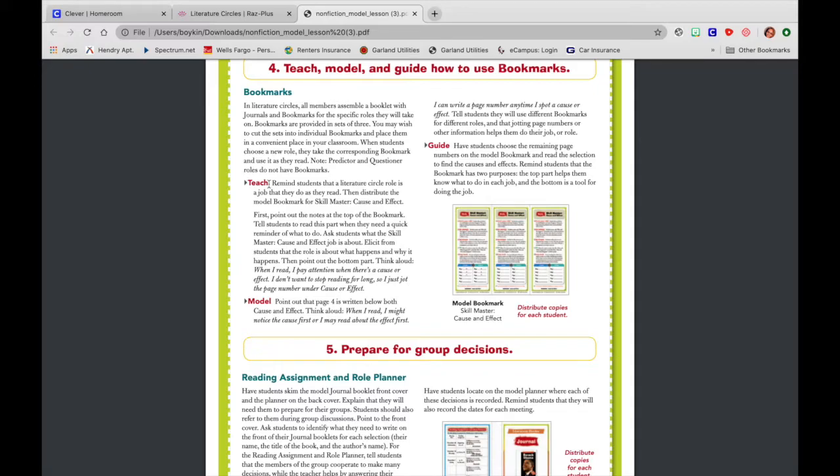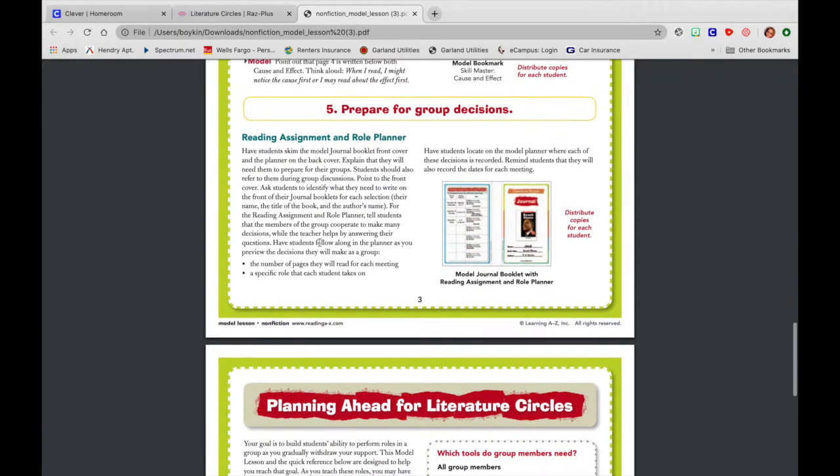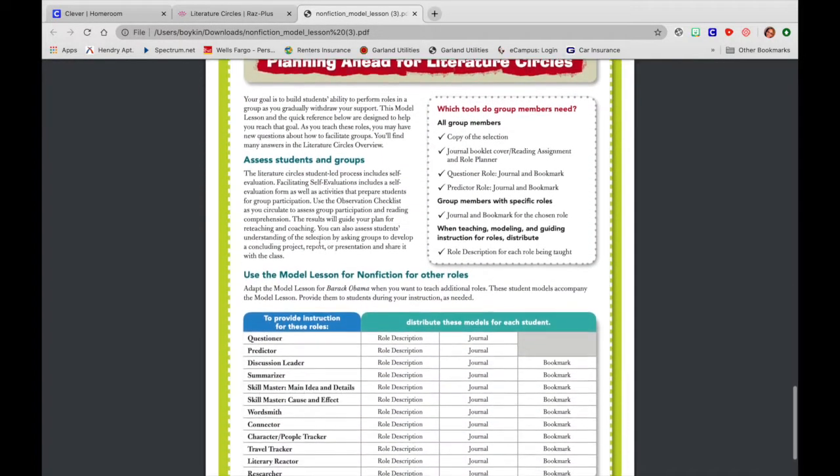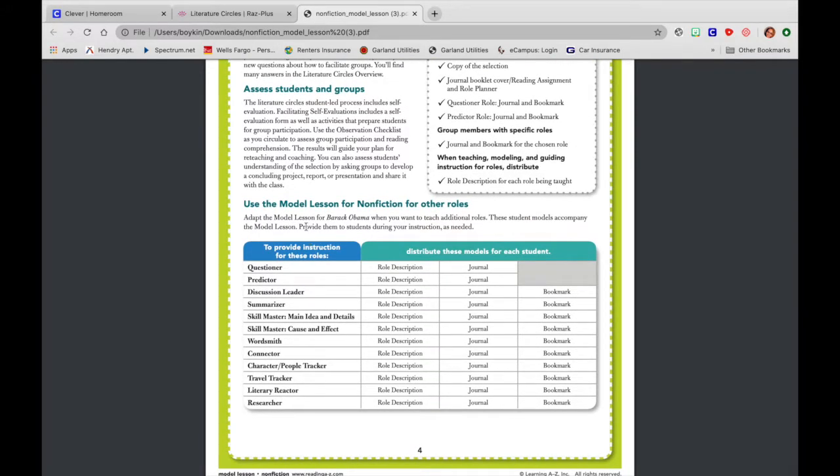So your skill master will really be the person that talks about the specific TEK or standard they're working on. So that could be cause and effect, main idea, inferencing. So these bookmarks really help them hone in on the importance of each skill and how they can monitor it as they go. Then you'll be able to prepare for group discussions, and then it'll also give you just how you can model this lesson for nonfiction roles.